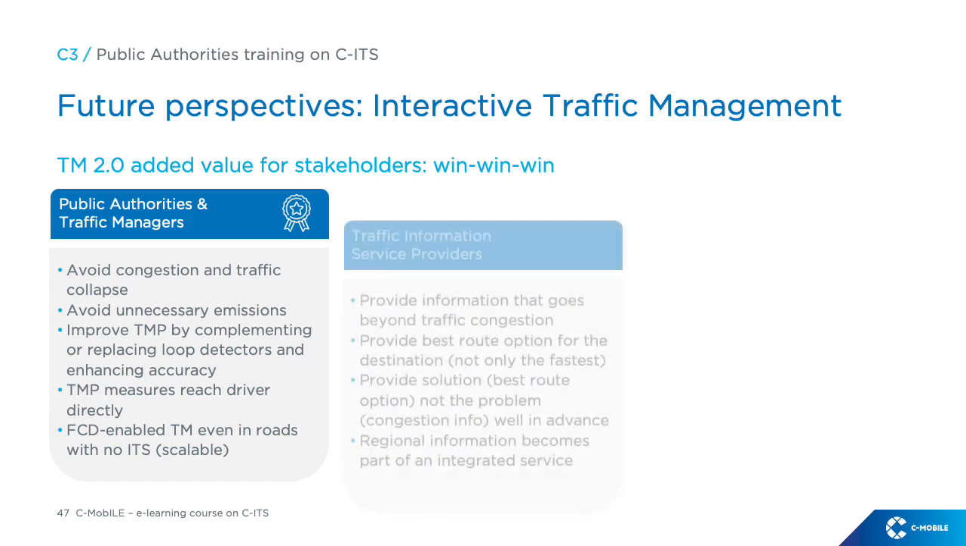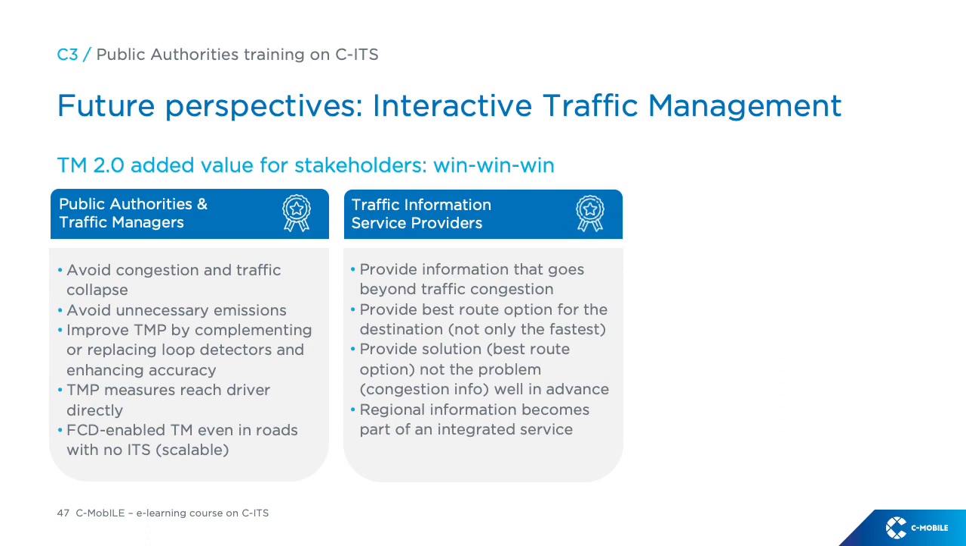For the traffic information service providers, TM 2.0 allows them to provide to their users information that goes beyond traffic congestion, and provide to their users the best route option for the destination, and not only the fastest. Not only provide information about a problem, for instance a congested road, but also the solution for such problem. That is the indication on the best route. Service providers can do that well in advance by having access to real-time and predictive information made available by traffic management centres, and make regional information available as part of an integrated service.